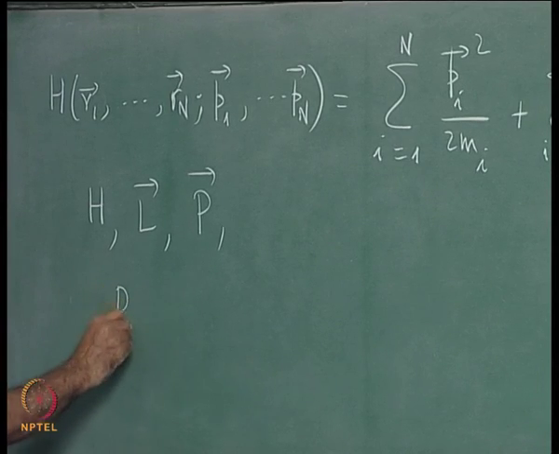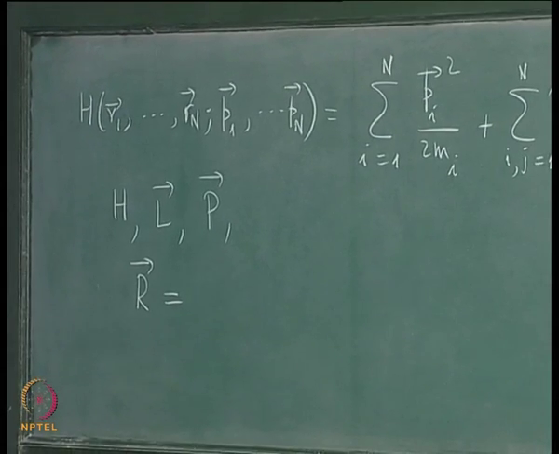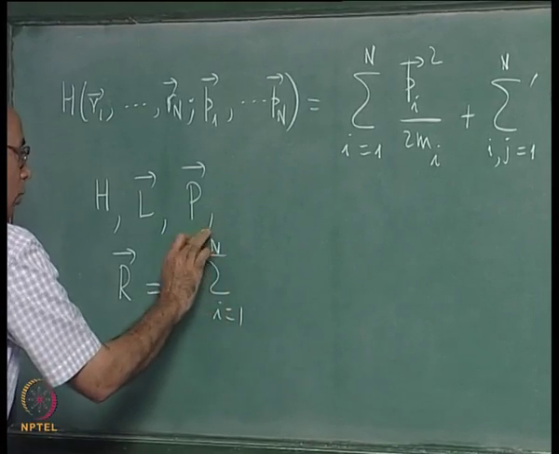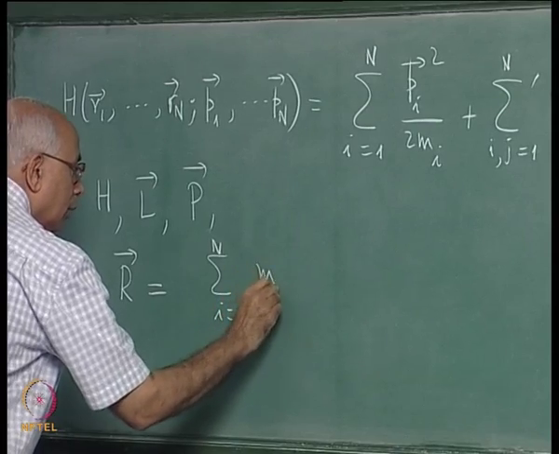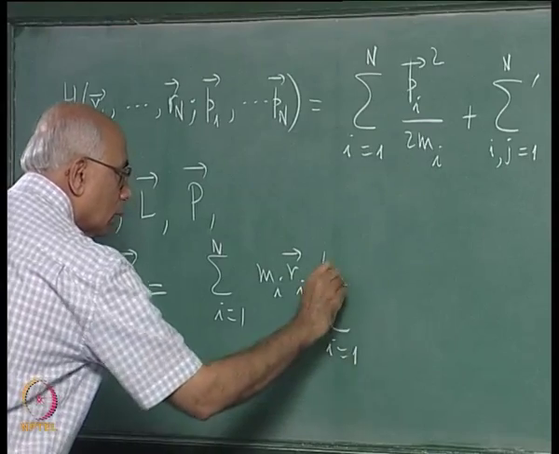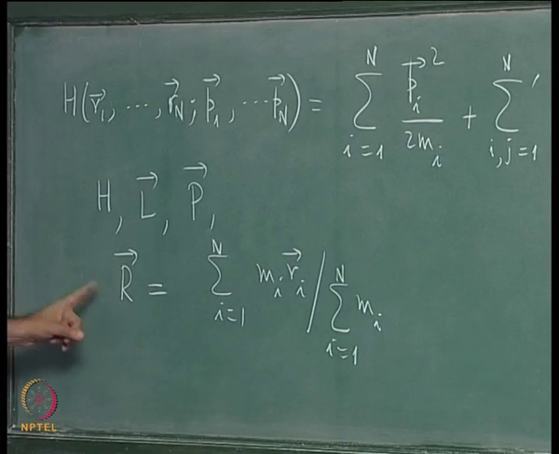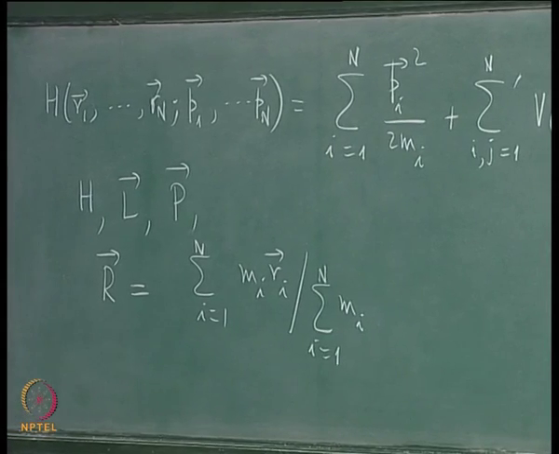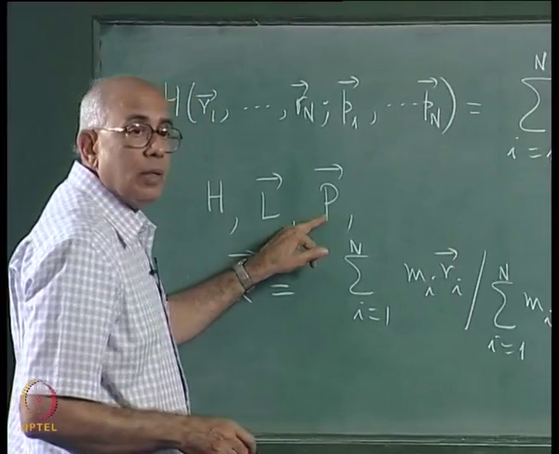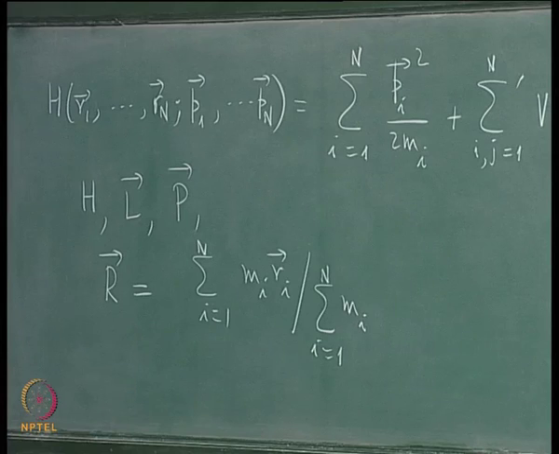Consider this coordinate R, the coordinate of the center of mass of the set of particles. It is defined in the standard way as a summation from i equal to 1 to n of m_i times r_i, divided by the summation of m_i, the total mass. This is the instantaneous coordinate of the center of mass of this entire system. And because the total linear momentum of the system is constant, it is possible to find what this R is at any instant of time.